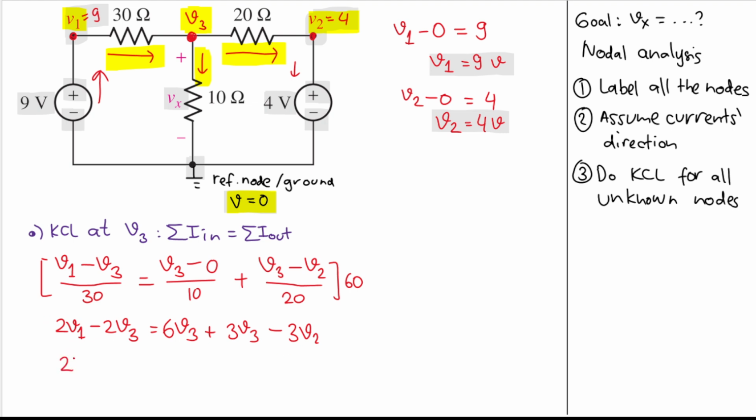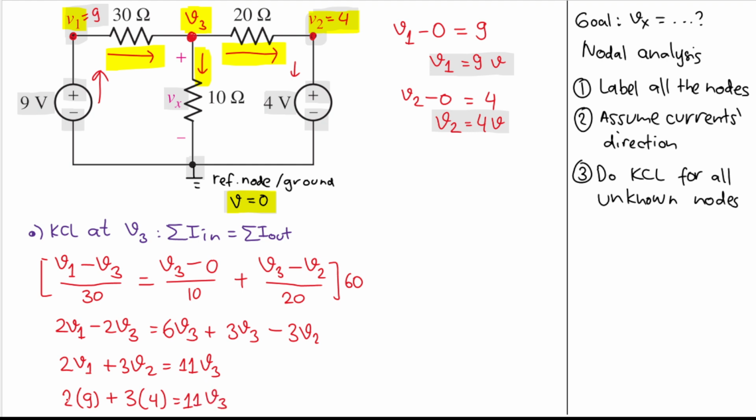So I will have 2V1. And then what else? Plus 3V2. Yeah, plus 3V2. And that will equal 11V3, right? After moving things around. Good. But then we know exactly what V1 and V2 are. So we will have 2 multiplied by V1. What is V1? V1 is 9. And then plus 3V2. What is V2? V2 is 4. And that will equal 11V3.